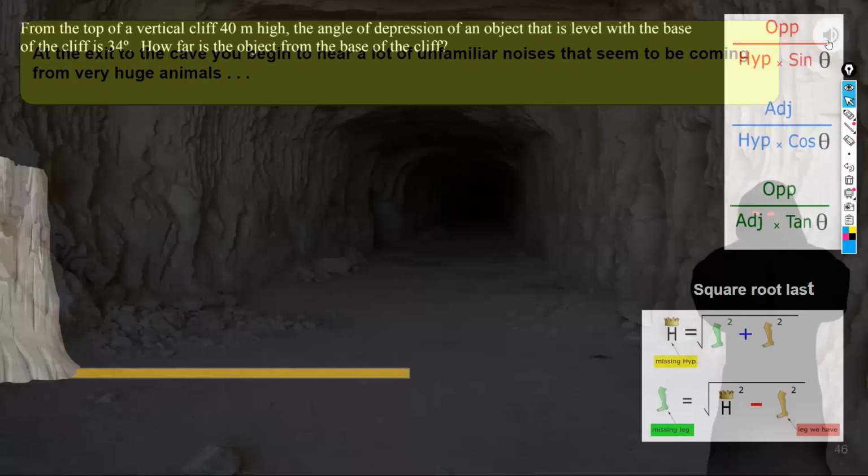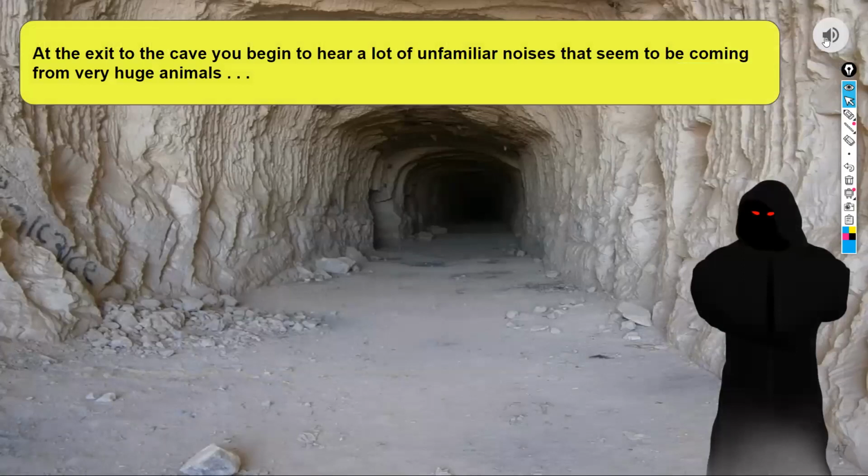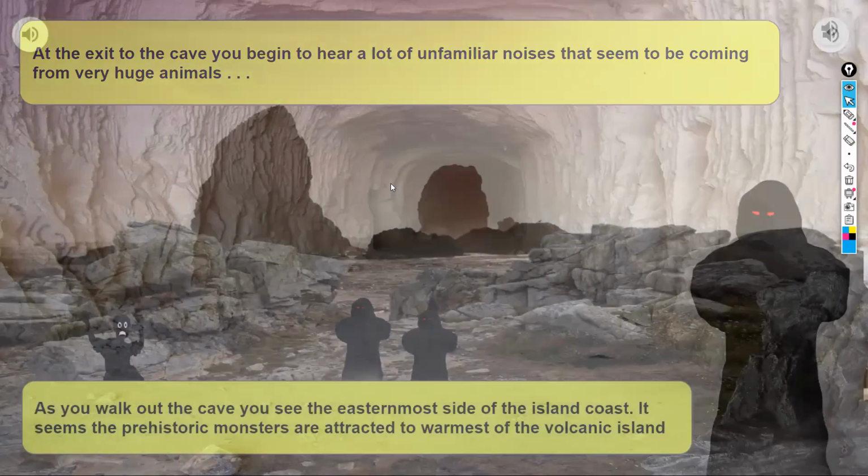See what's going on with this crazy place. Right, so you're coming to the other side of the cave. They made you walk. You're hearing noises, some really, really huge sounds.